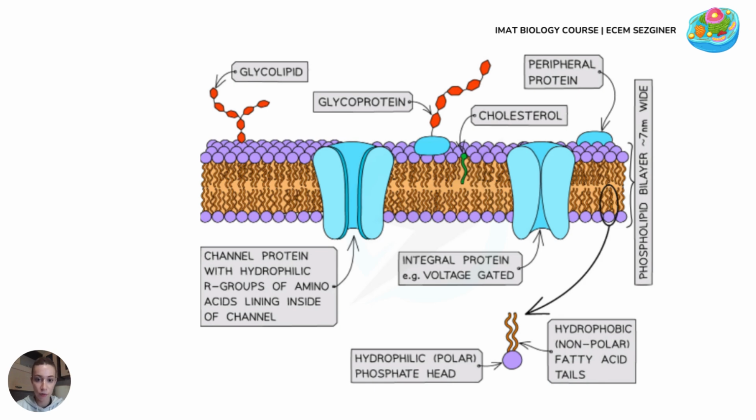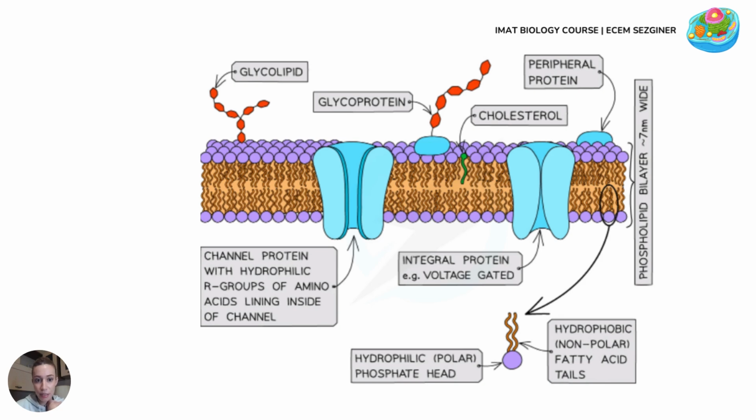This is the phospholipid bilayer structure. And usually on the images, unless it's stated otherwise, the upper part is the outer side of the cell and the lower part is the inner part of the cell. So you can take it like that.